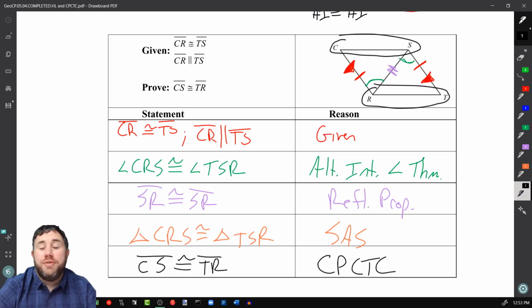So now you've learned every method to prove triangles are congruent: side, side, side; side, angle, side; angle, side, angle; angle, angle, side; and HL. Plus we've also learned what we can do, or the reason we would use once we've proven the triangles are congruent, to go back and find pieces of those triangles that are congruent.